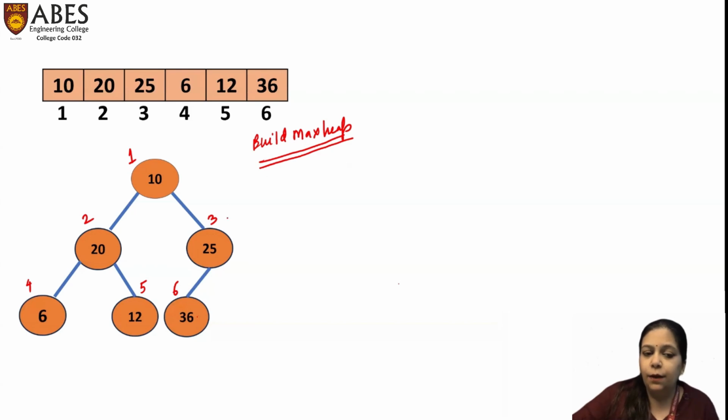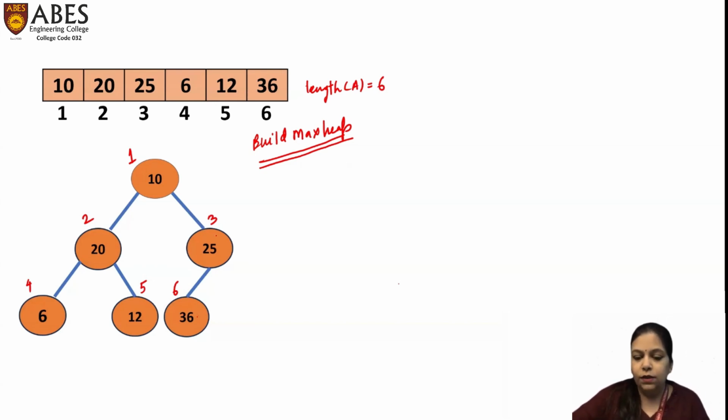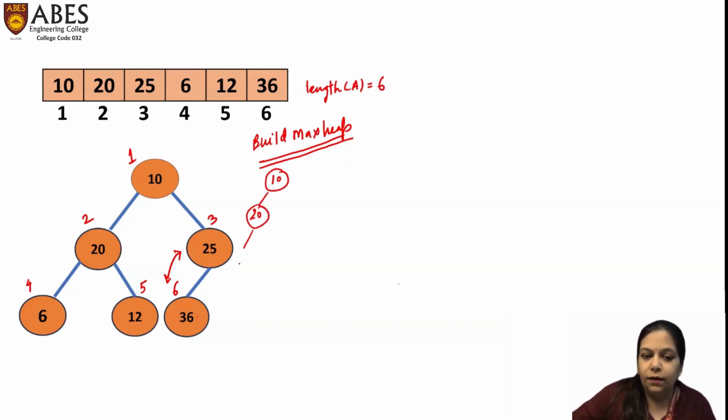In order to do this, we will start by comparing the node which is stored at index length of A by 2. Here we can see that the length of A is 6, so length of A by 2 will become 3. For node 3, we have to compare it with both its children, and if this node is lesser than the child node, then we have to swap it with the child node having the maximum or largest value. Here we can see that this 25 has only one child, and the value of this child is larger than the node. So these two values will be swapped. So in the first step, in order to build a max heap, this tree will look like this.